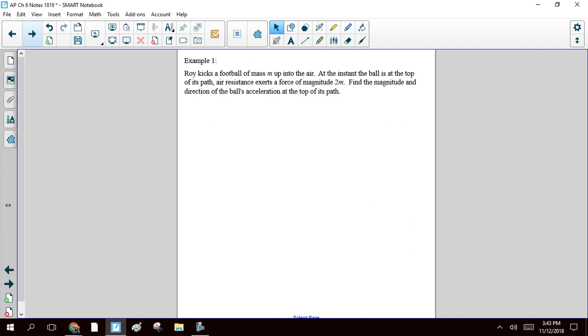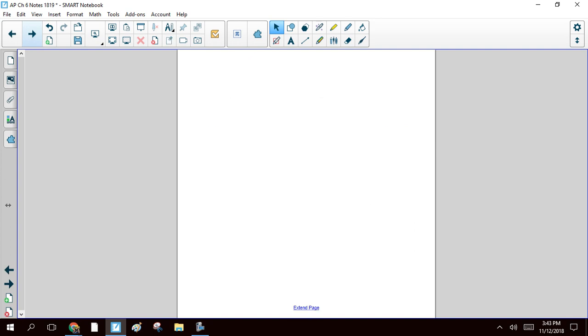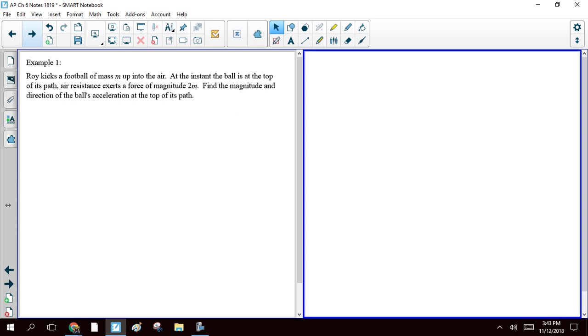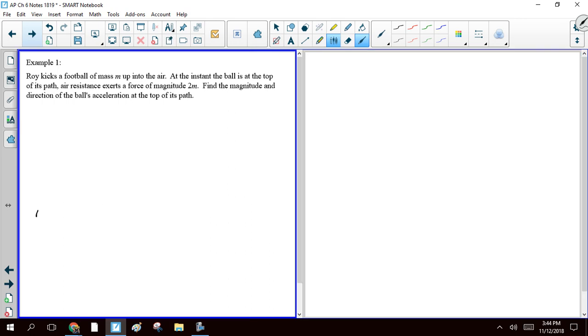So here's a simple example. In this first example, it says, Roy kicks a football of mass m up into the air. At the instant the ball is at the top of its path, air resistance exerts a force of magnitude 2m. Find the magnitude and direction of the ball's acceleration at the top of its path. All right, so here's the deal. The ball gets kicked up into the air like this, right?